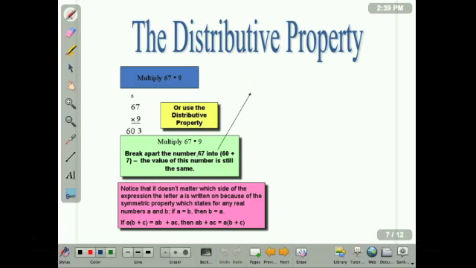Now, rather than using addition to do it, I can also say 70 minus 3 and multiply that by 9, because 70 minus 3 still gets me to 67. 9 times 70 is 630. 9 times 3 is 27. When I subtract the 27, I get 603.